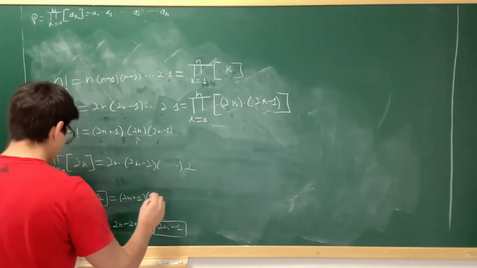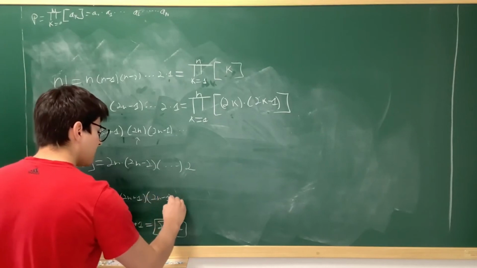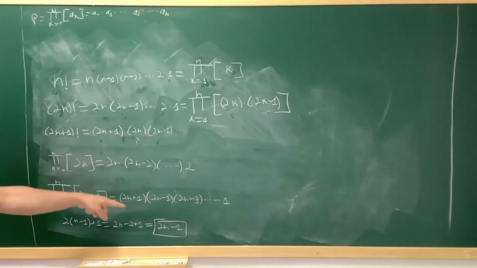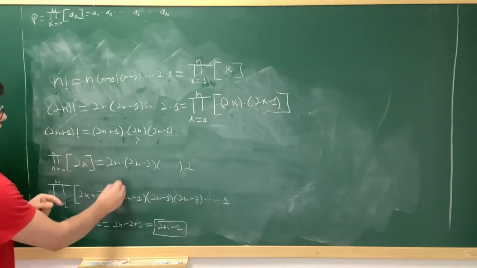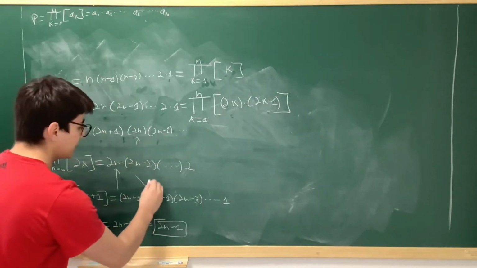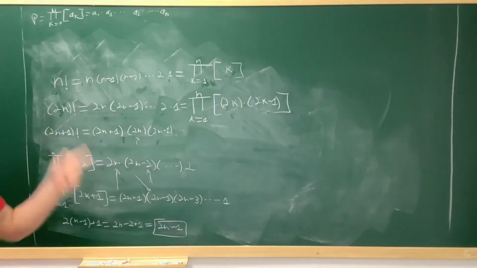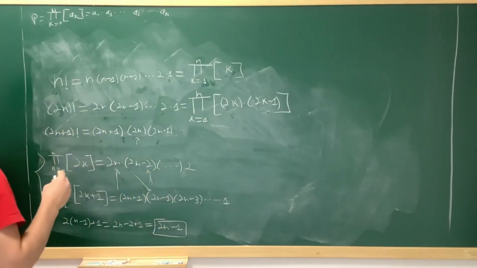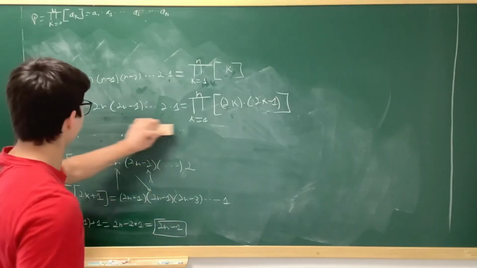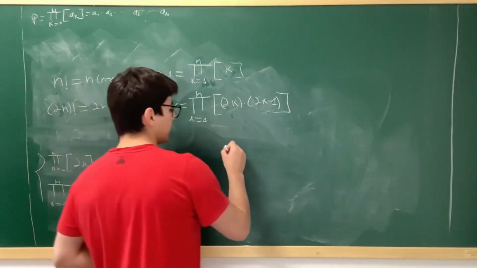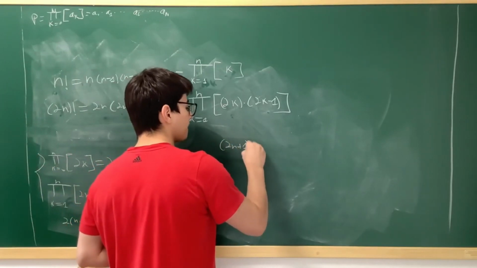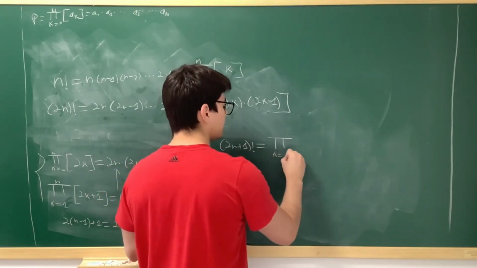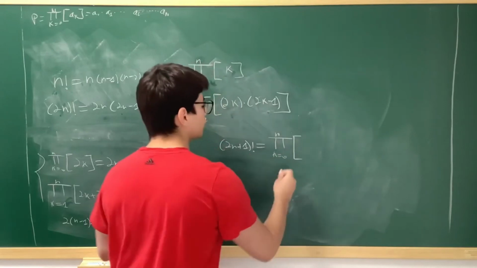So if we keep on going here, we will get 2n minus 1, 2n minus 3, and so on up to 1. So 2n plus 1, 2n, 2n minus 1, 2n minus 2, and we keep on going. So we have to multiply these two products. And let me just rewrite it here. So this odd factorial is equal to my pi multiplication symbol up to n of, sorry, and this should be 1.